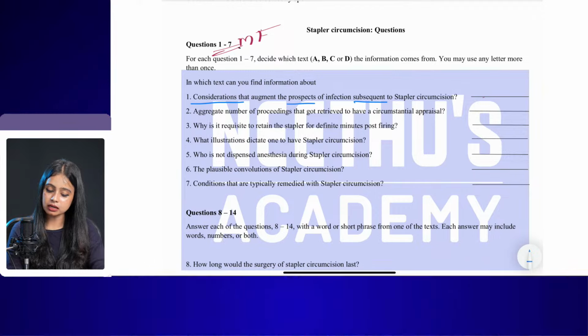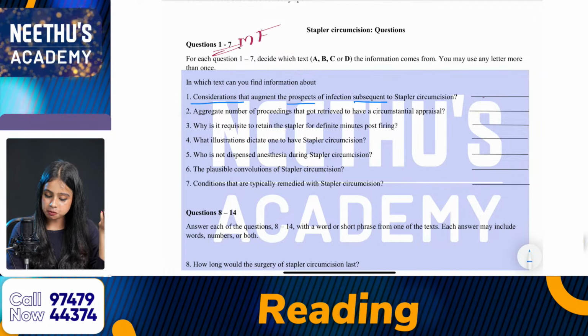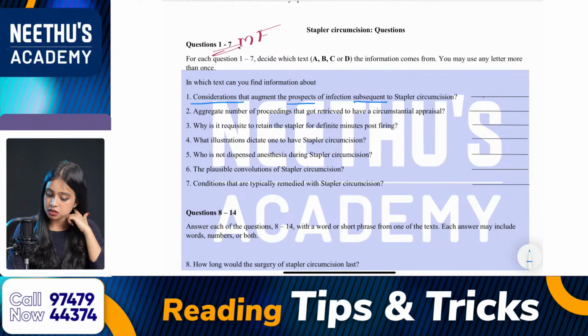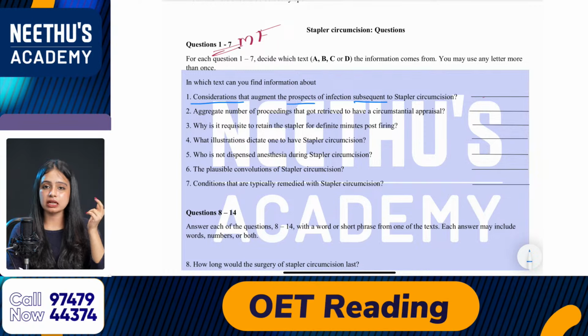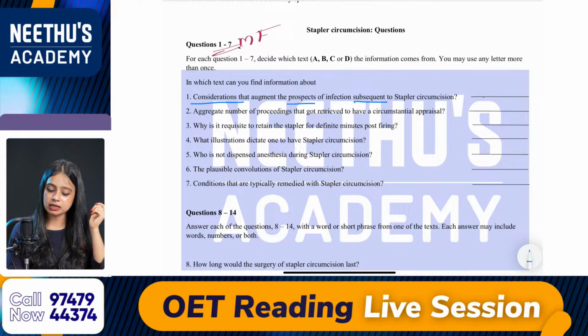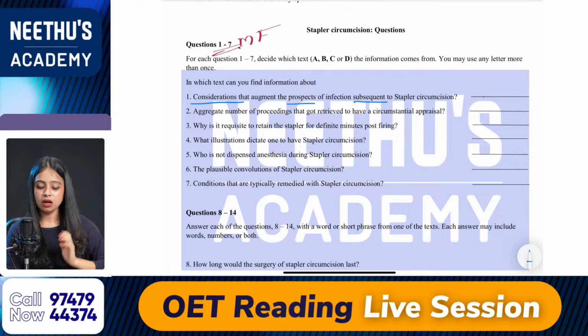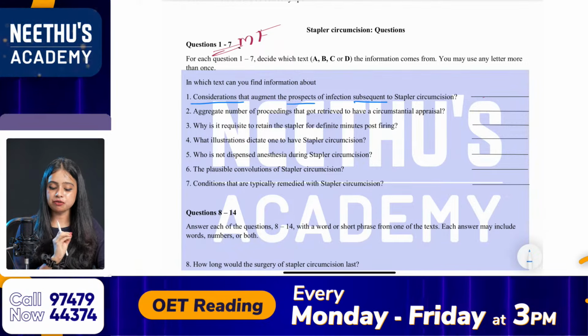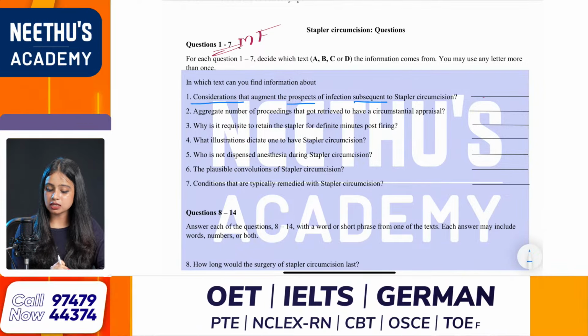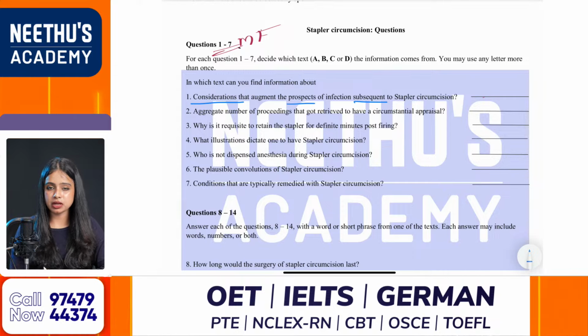So the factors that increase the prospects, which means number of, what is the meaning? Chances. Okay, the chances subsequent to stapler circumcision. So simply I can say this is the question. Factors that increase the chances of infection post to stapler circumcision. Any idea now?